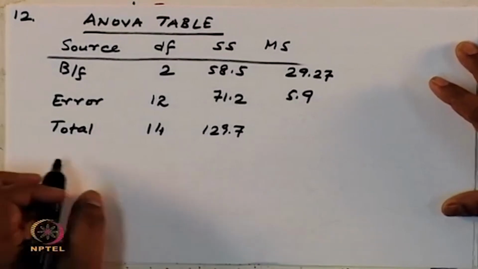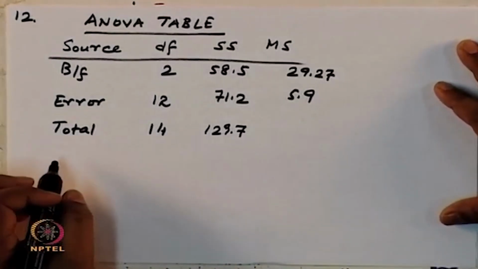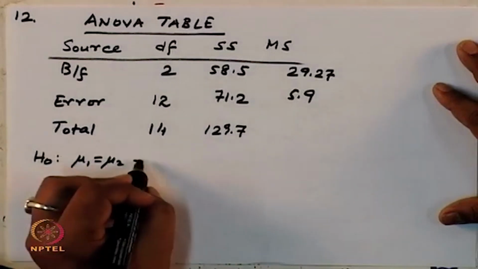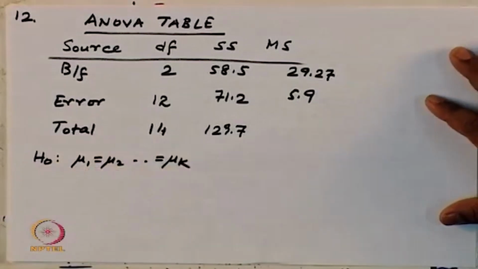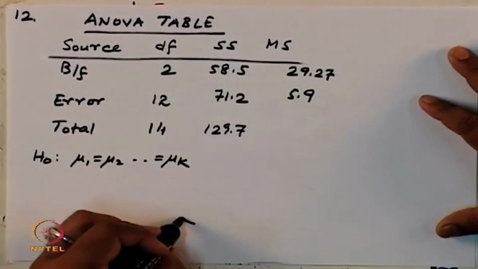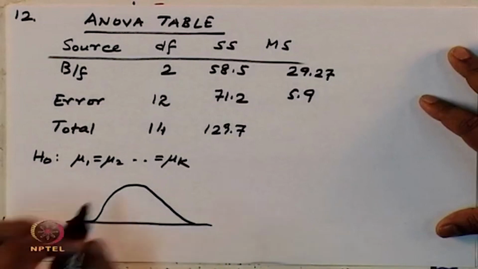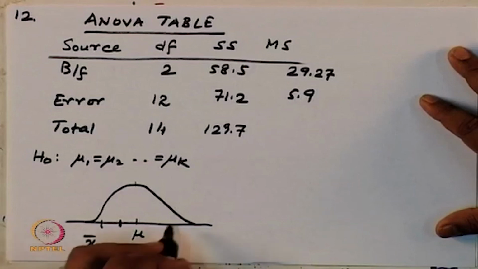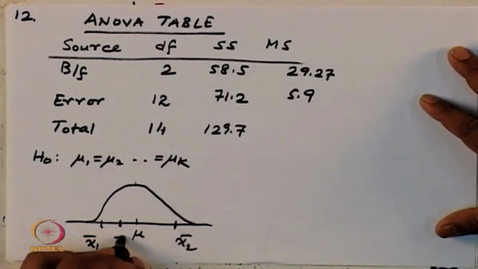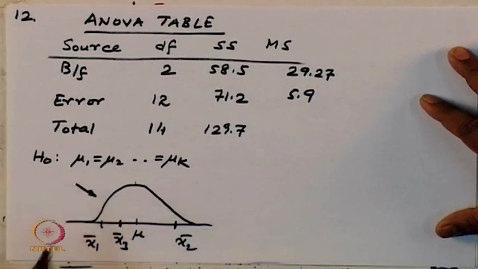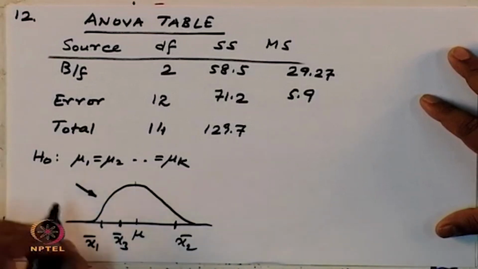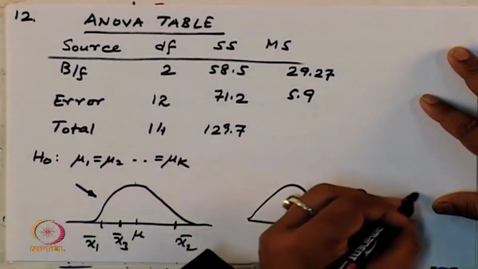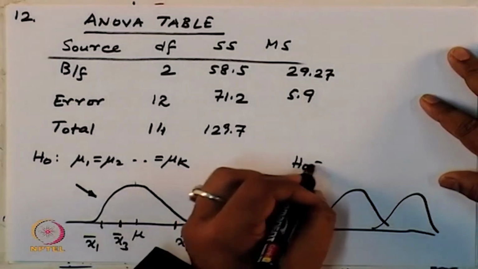Now, what do you need to do to test your hypothesis? Your H naught is mu1 equal to mu2 equal to mu k. If these means were all the same, then you would have had a distribution. Let us say hypothetically you can have x1 bar here, x2 bar here, x3 bar here. In this case you might have agreed that H naught is true. However, if your case was something like this, here your H naught is false.